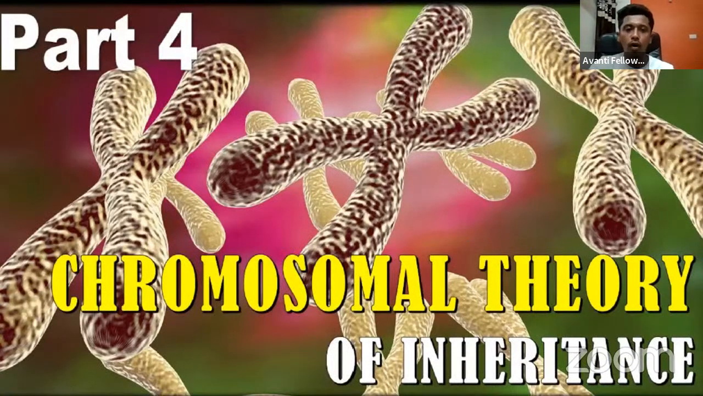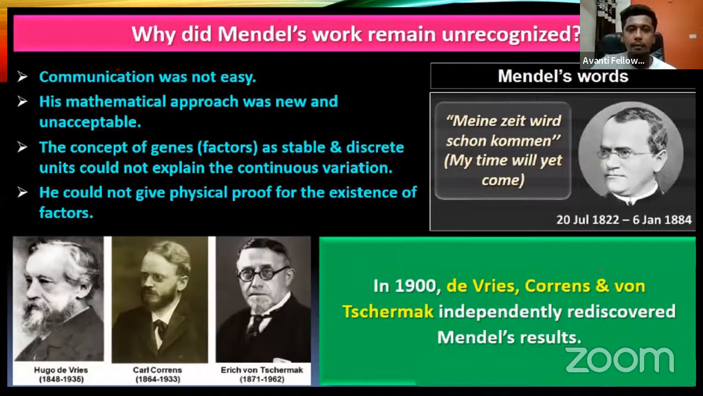So part 4 of today's class is chromosomal theory of inheritance. So fine people, what happened back in the days, we have a very interesting story. Mendel was a versatile genius. His work, whatever he did, was beyond the time. The people at that time were not even understanding what Mendel was trying to tell.